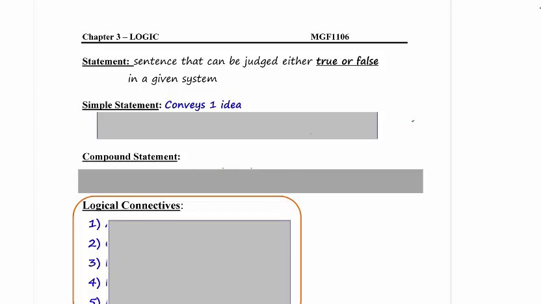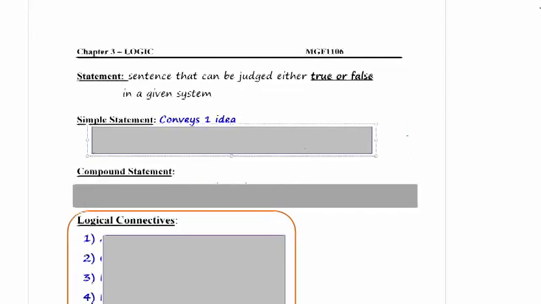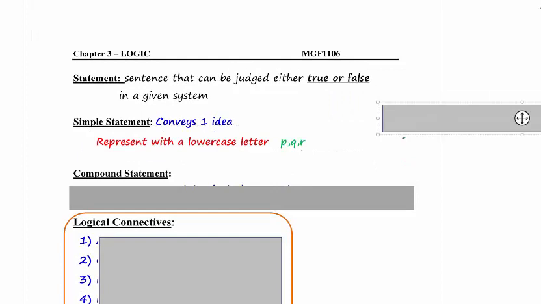So the next part's going to kind of go into some English ideas. So our simple statement, it conveys one idea. So when we write a simple statement down, we will represent it with a lowercase letter. We're going to usually use P, Q, and R, but you can use whatever letter. It's kind of like the idea that in algebra we use X's and Y's, but it can be any letter that you want. We use lowercase letters to represent it.